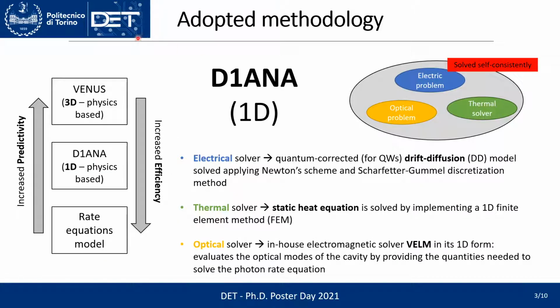To this purpose, we have reduced our in-house 3D physics-based VCSEL solver, Venus, to a one-dimensional solver called Diana, in which the electrical solver relies on a quantum-corrected drift diffusion model solved by means of Newton's scheme and the finite box method stabilized by means of the Scharfetter-Gummel method. The thermal solver deals with the static heat equation using a one-dimensional finite element method. These two are coupled self-consistently to a one-dimensional solver called VELM, which evaluates the optical modes and extracts the quantities needed to solve the photon rate equation.